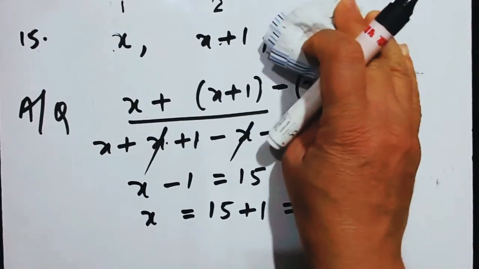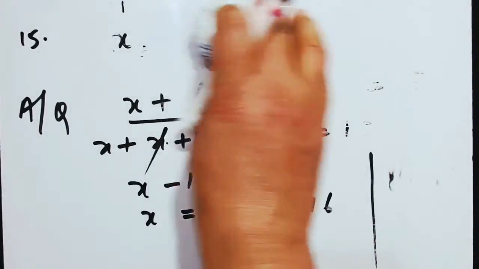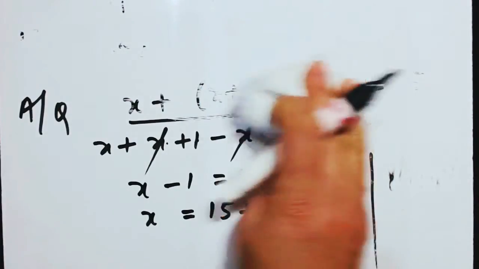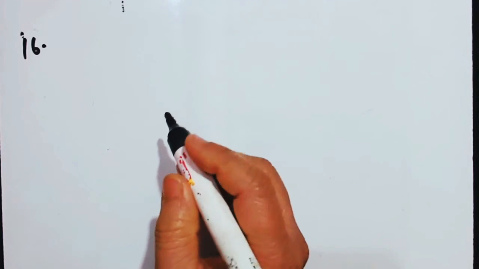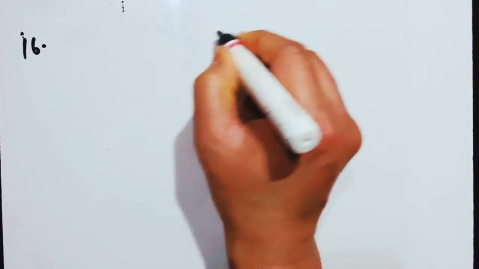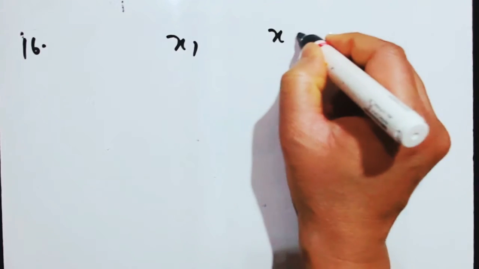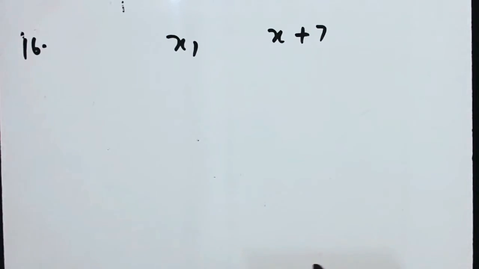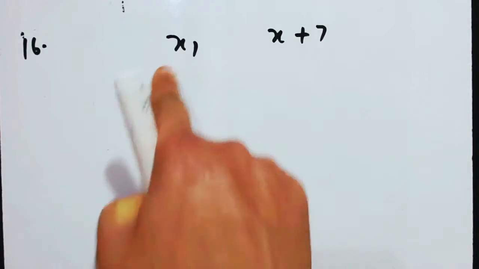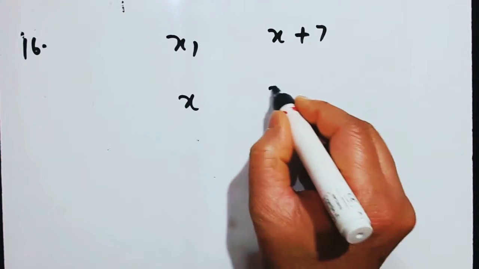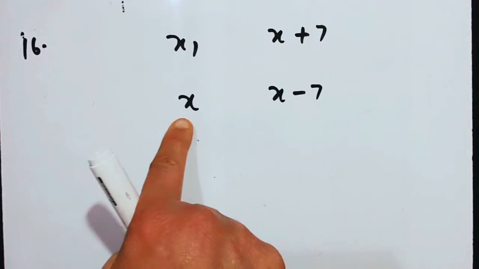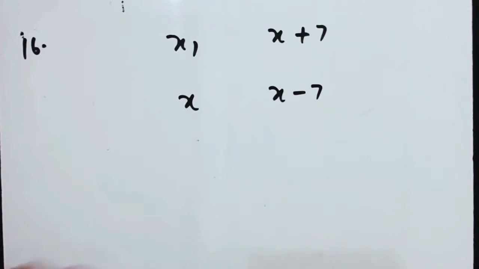Moving on to the next one, I said that it depends on how well you can understand how a linear equation can be framed. So the most important thing is framing of linear equation. Number 16, the difference between two numbers is 7. Okay, so if one number is equal to x, the other will be equal to x plus 7. Simple. Here this is the bigger number and this is the smaller number. You can also take x and x minus 7. So here x will be the bigger number, x minus 7 will be the smaller number.